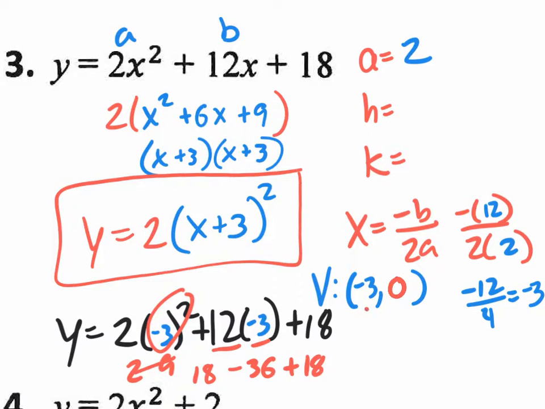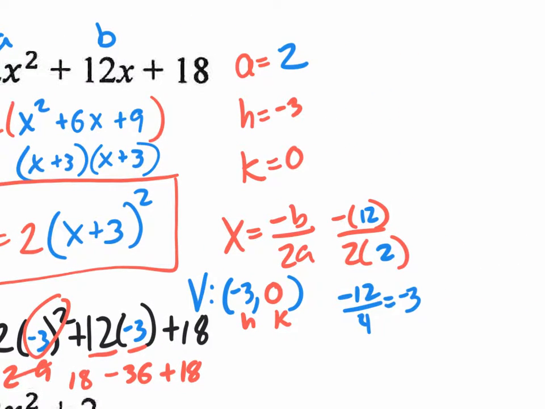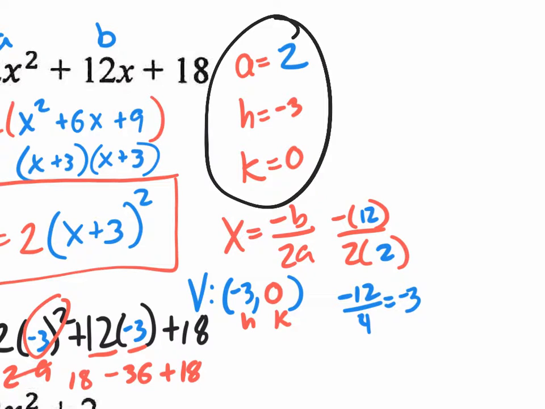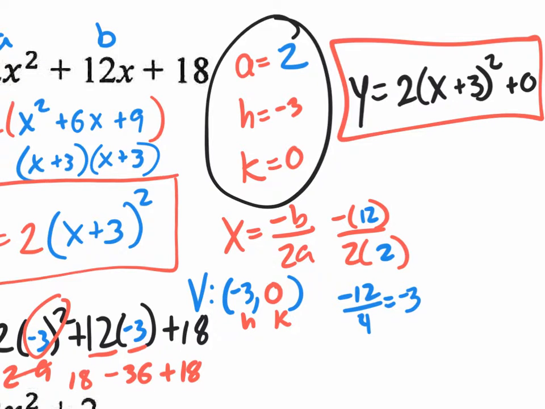Which means now you know your h is negative 3 and your k is 0. And now you could write it in vertex form, knowing your a, h, and k. So I'm showing you several different ways of doing these, but finding a, h, and k always works. y equals 2 parentheses x minus h, which will be a minus 3, which is plus 3 squared, plus k, which is 0. You don't even need that at the very end. So there's your vertex form equation.